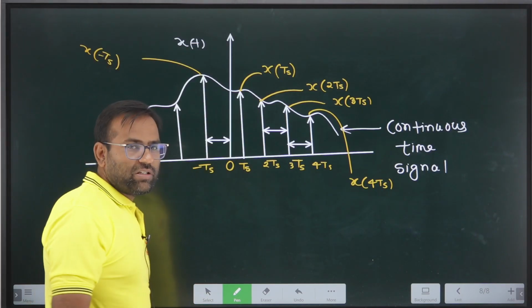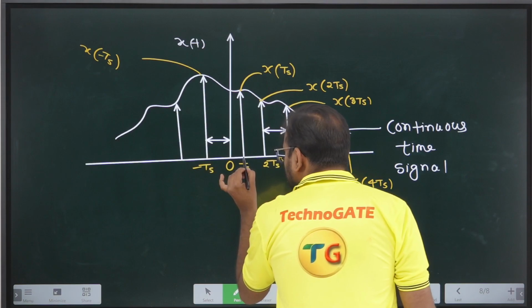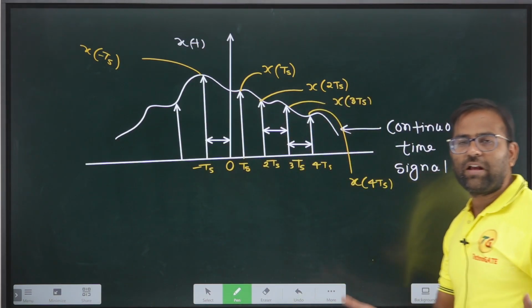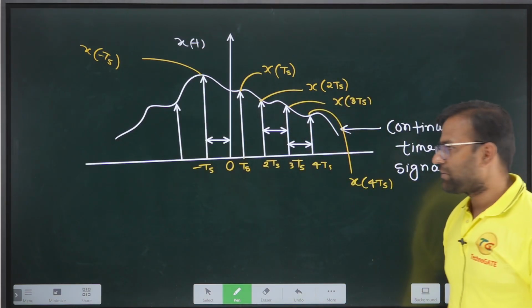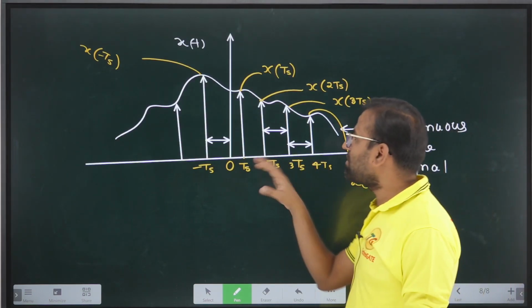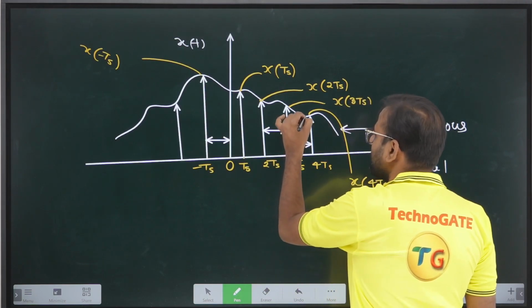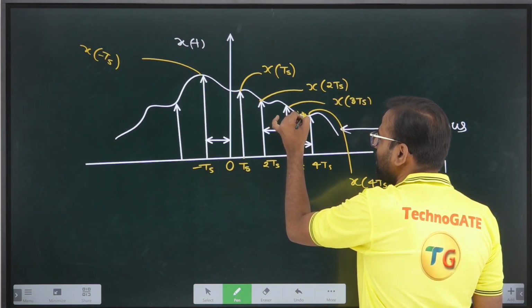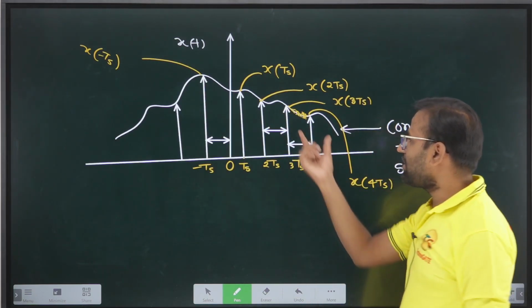Now your signal is defined at Ts or 2Ts. It is not defined in between. So this is a lossy mapping. Sampling is a lossy thing because you are losing some information, because this part of the signal is not available now.